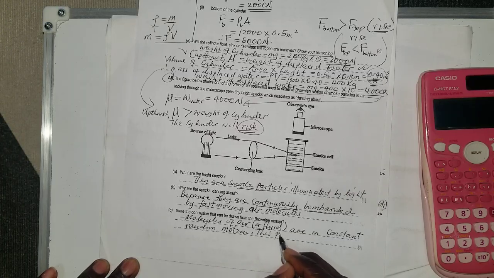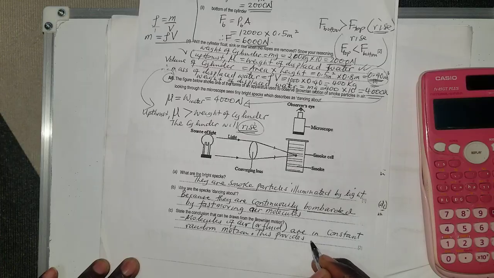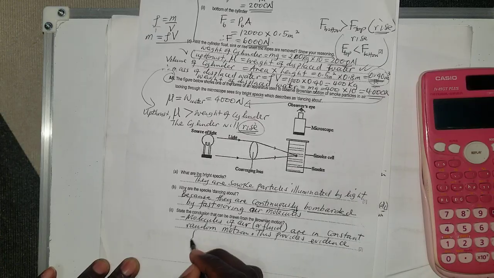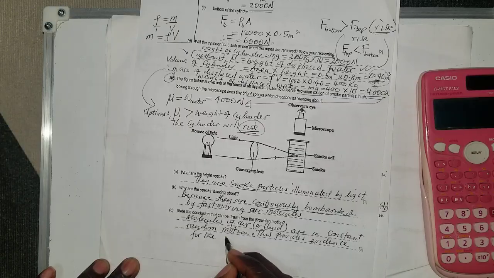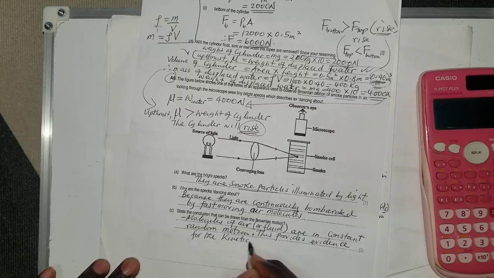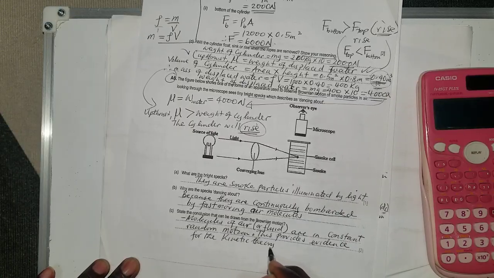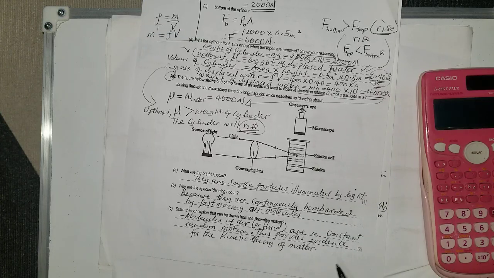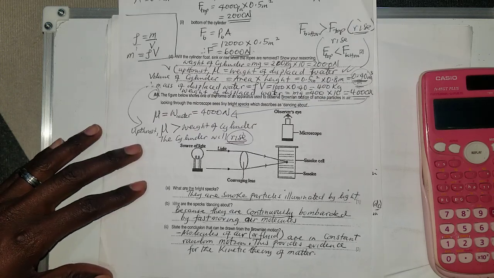And what does this tell us? Well, this actually provides evidence for the kinetic theory of matter, which tells us that matter is made up of tiny particles, and these tiny particles are in continuous random motion.